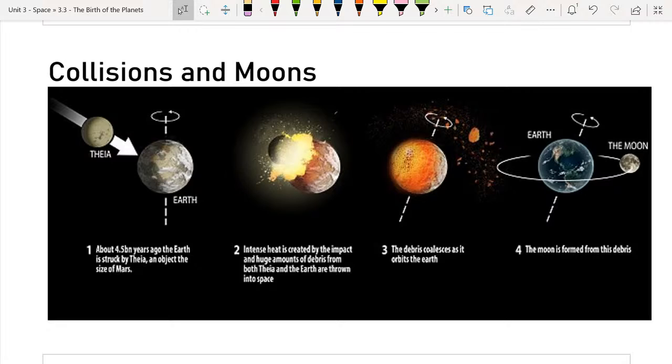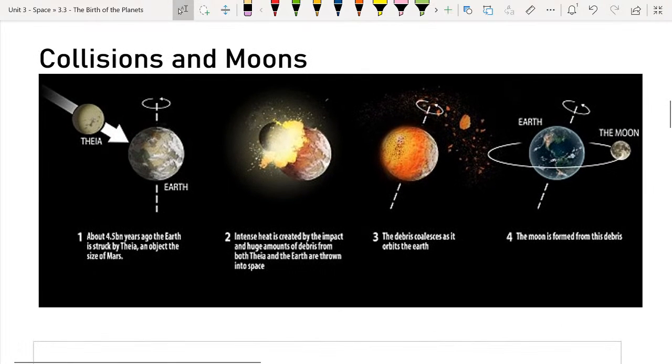Wait, so wouldn't the moon be Theia and Earth's child? Yeah, there's a lot of sexual politics to break down in that comment that I don't really have time to get into, but I'm going to say no. I don't love that analogy. Yeah, there's a lot to break down there. Possibly none of it good. So we're going to move on.